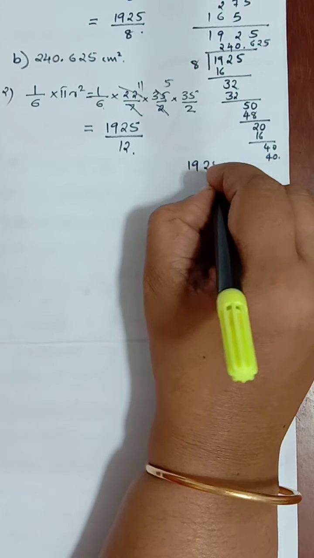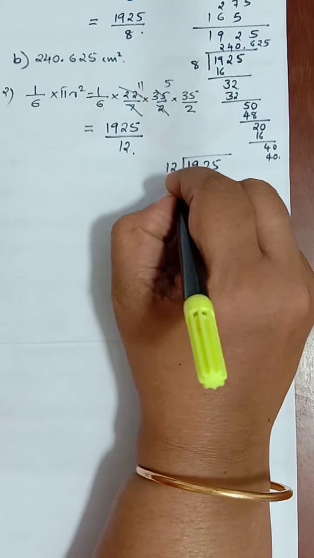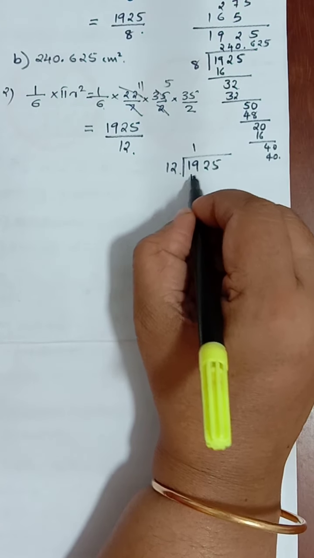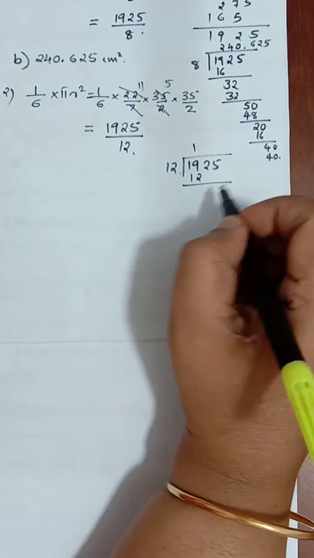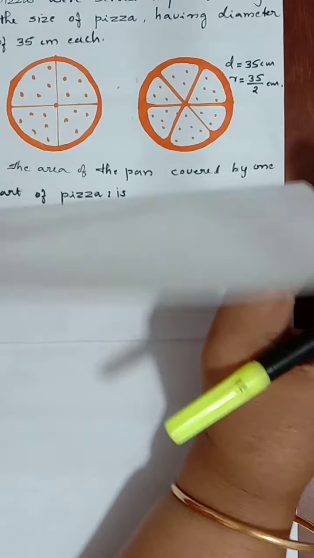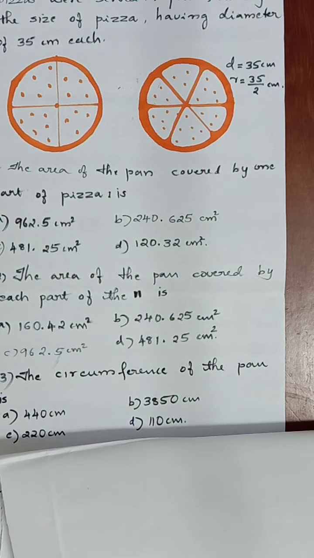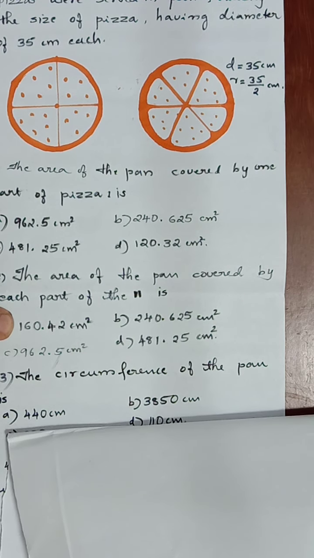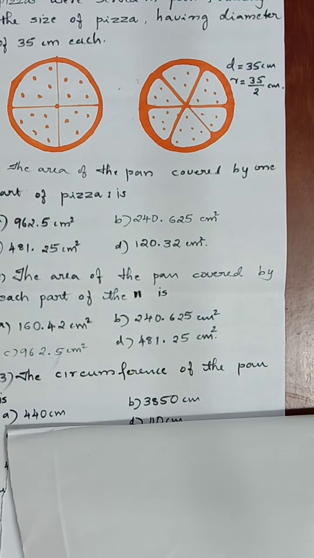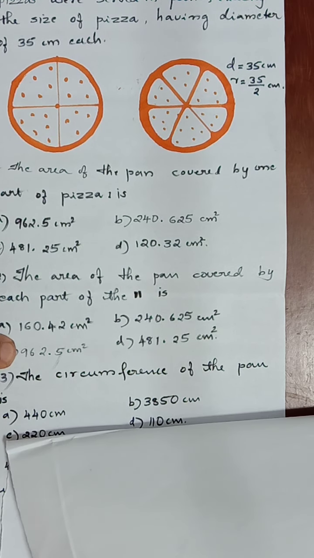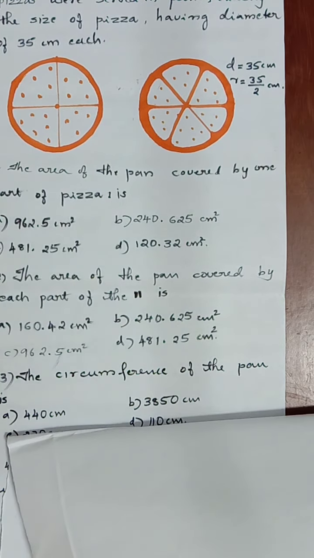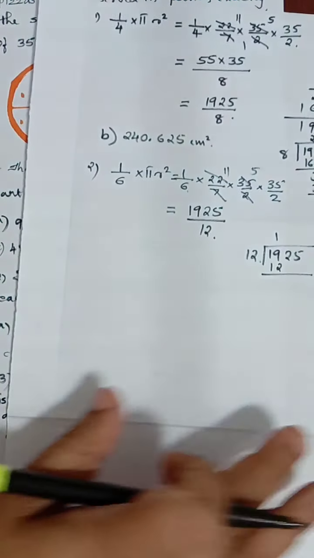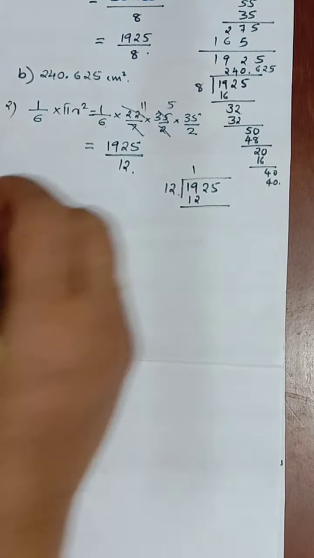1925 divided by 12 it is. When we start with this, you will understand it is 1 time, 1 2 we are getting. Continuing with this. Now check the answer, children. Second one, starting with the 1, only one answer we have, 160.42. Other answers are having 9, 4, 2, etc. So our answer is option A, 160.42. We will check it once.